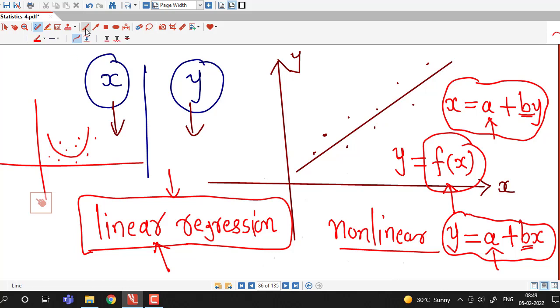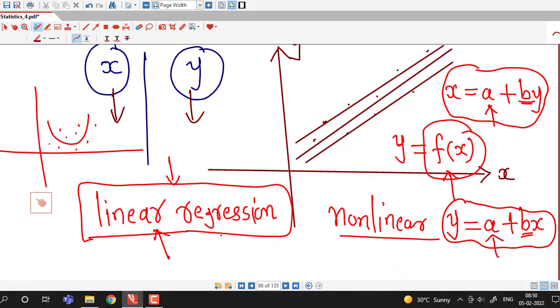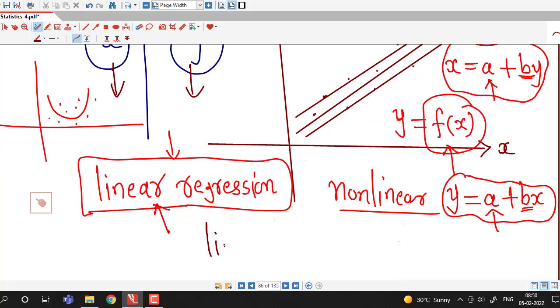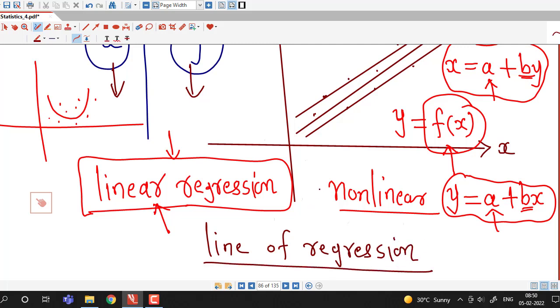We can plot different lines from the given points. We can have this type of different lines, but we are interested in the line which will be the best suitable line, or line of best fit, to the given data. That line is known as the line of regression of one variable on the other variable. So the line of regression is the line which is of best fit to the given data.